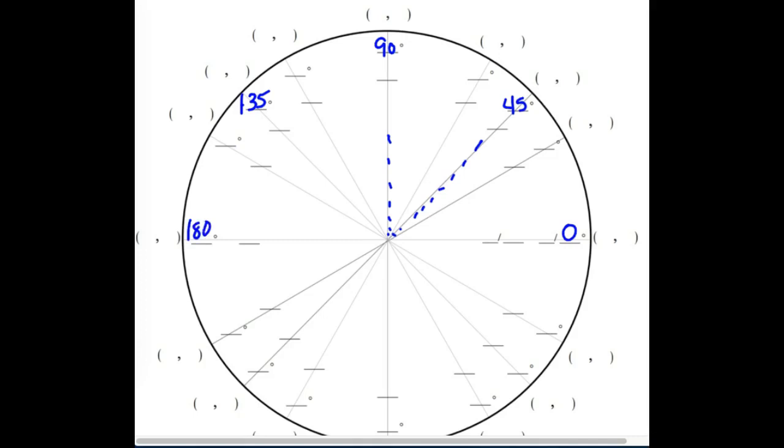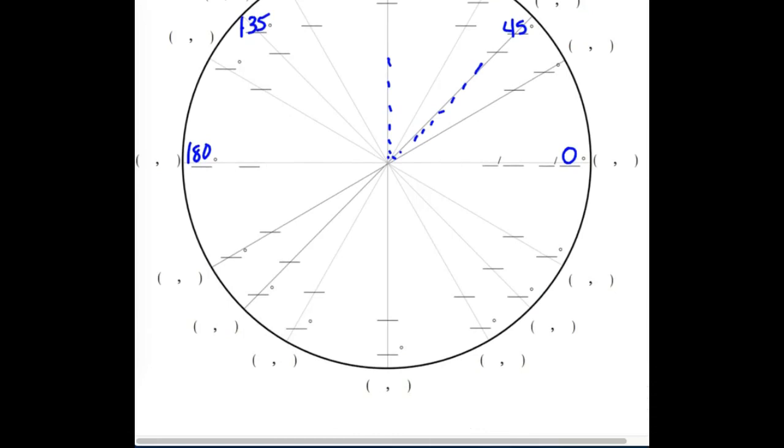Add another 45. 180 plus 45 is 225. Adding another 45 gets us 270. And another 45, 315. And if we go all the way back to where we started, we are at 360. I'm going to rewrite this here.